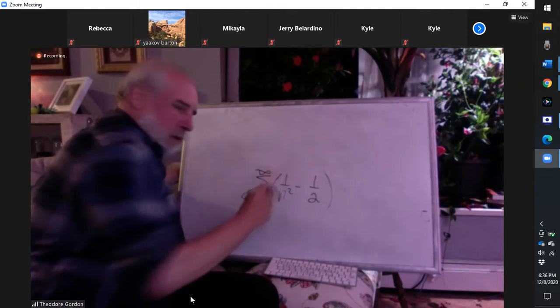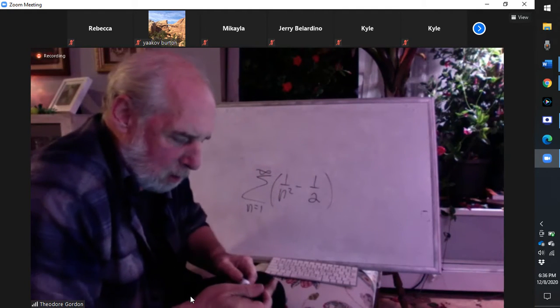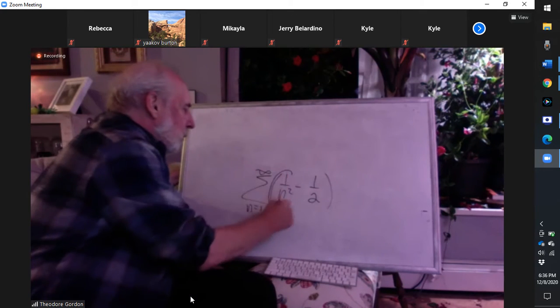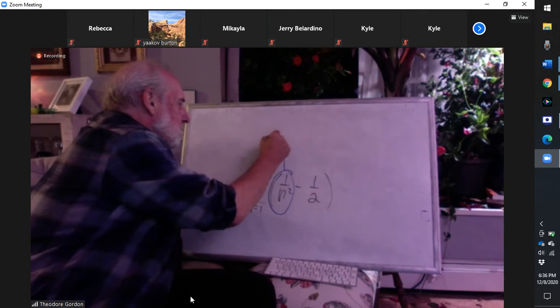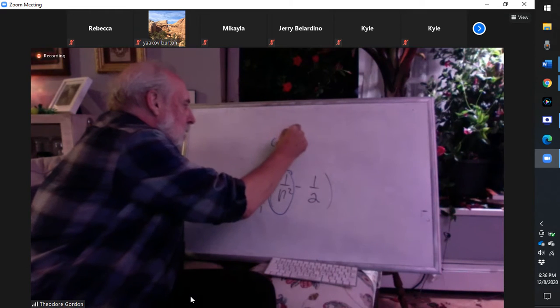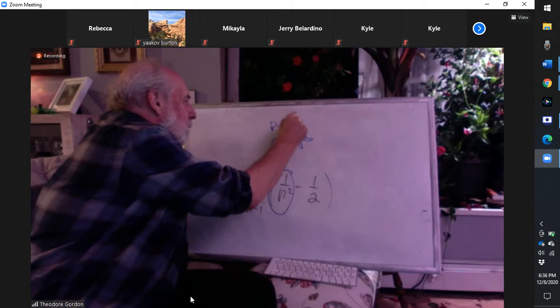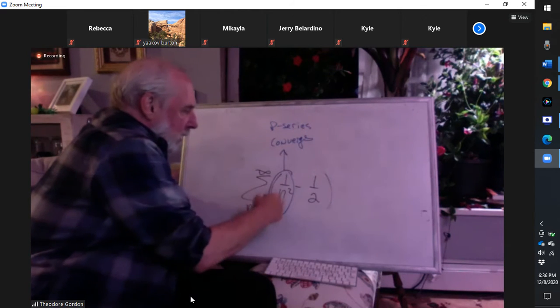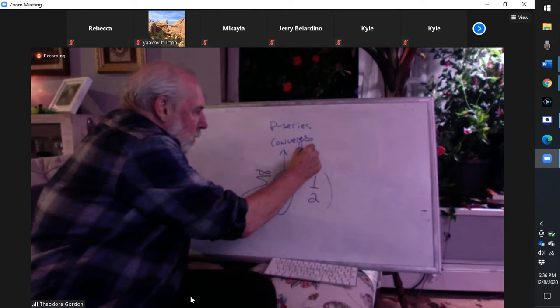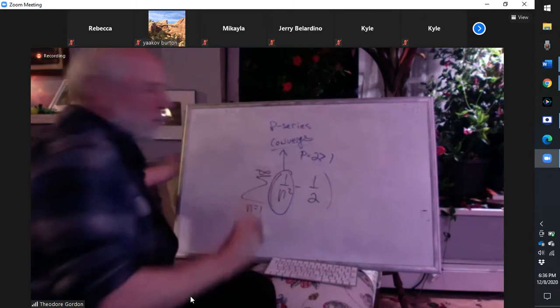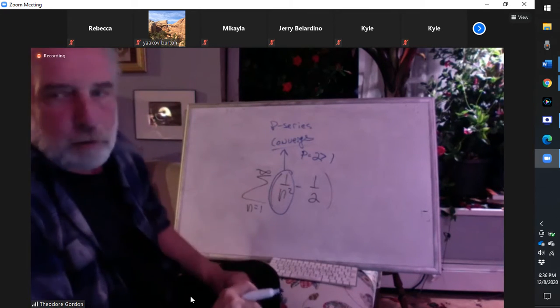This piece, let me use colors. This piece converges. This is a P series. In this case, the power is equal to 2, and 2 is bigger than 1, so that converges. So that piece converges.